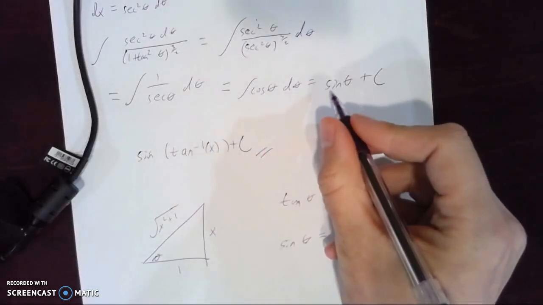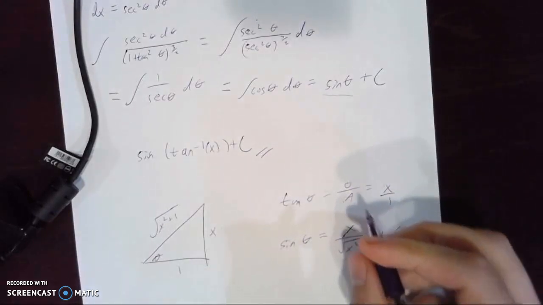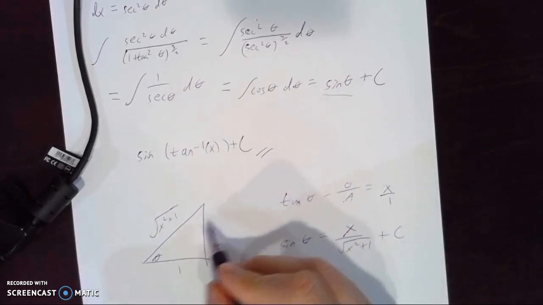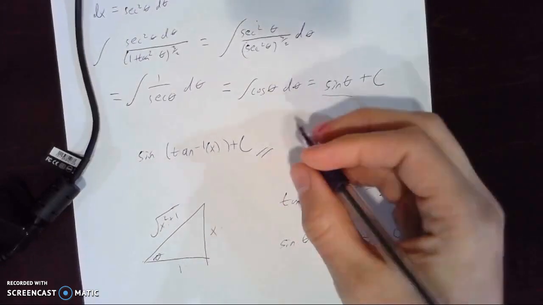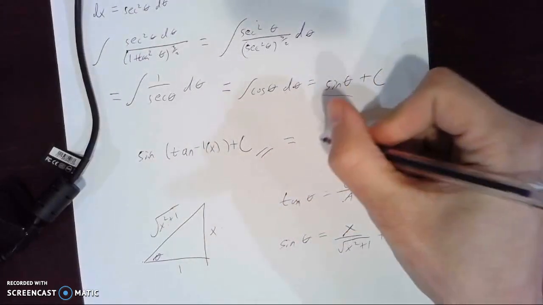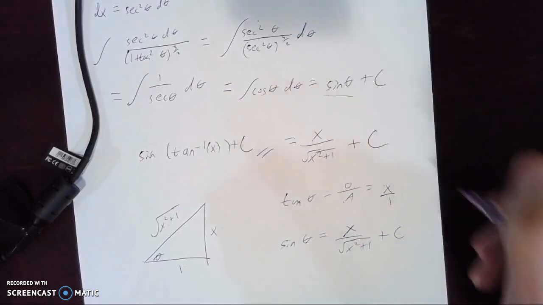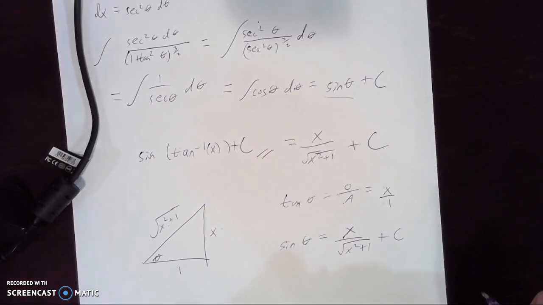And then we want sine of theta. Well, sine of theta would be the opposite over the hypotenuse. So that is exactly x over square root x squared plus 1. And our final way that we could write this is x over square root x squared plus 1 plus a constant. So, pretty nifty little use of trigonometry in this substitution.